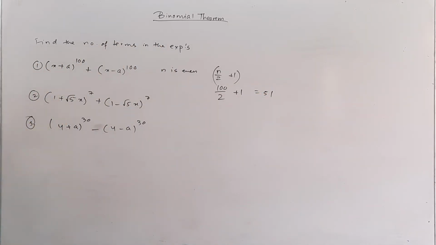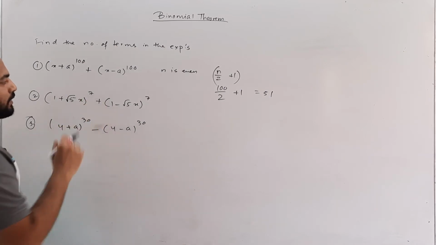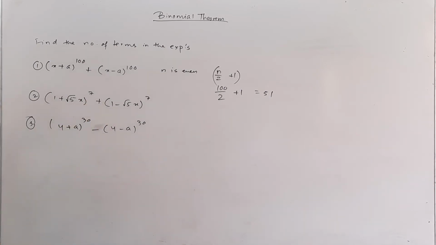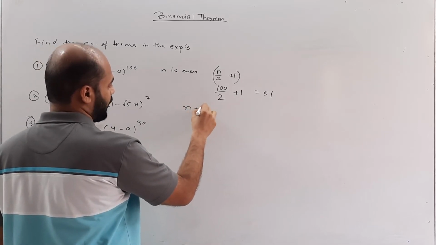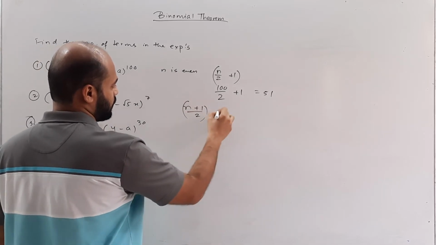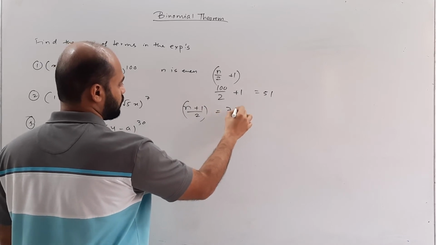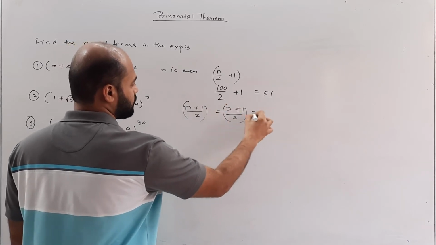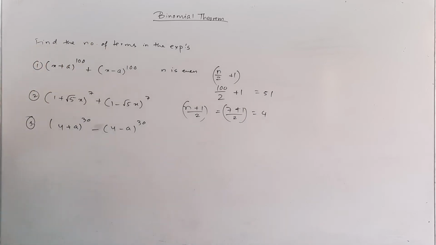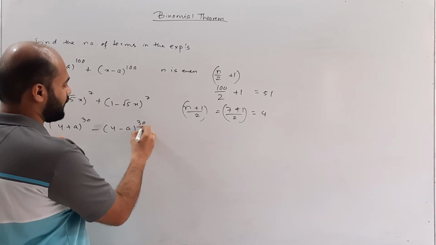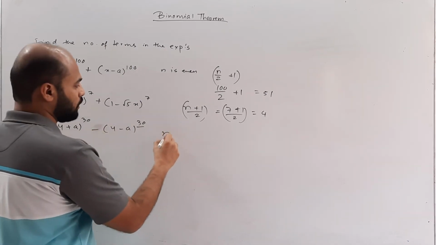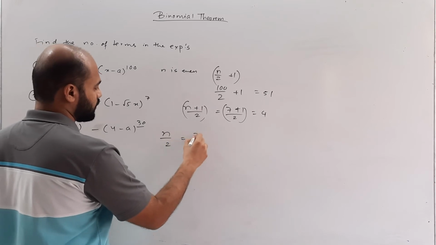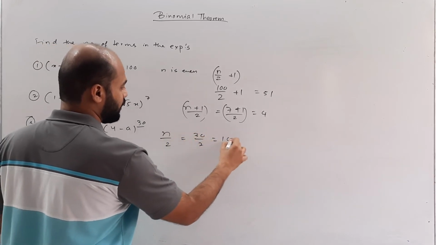In this particular expansion, we have n is odd, that is 7, and if n is odd, then we know that it's going to be n plus 1 by 2 in both the cases. So it's going to be 7 plus 1 by 2, which is 4 terms. In this last expression, you can see that n is even, and it's a case of minus. So we are going to apply the formula n by 2 straight, which is 30 by 2, and the answer is going to be 15.